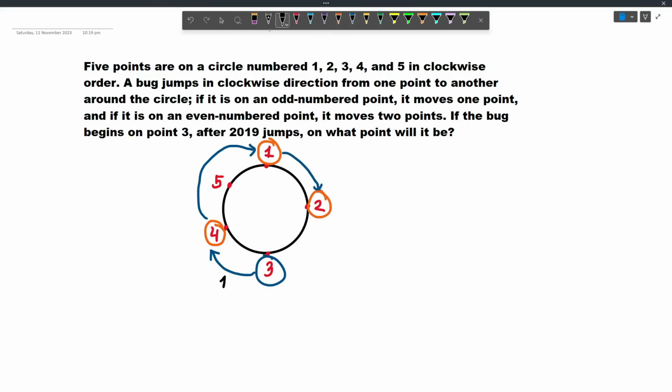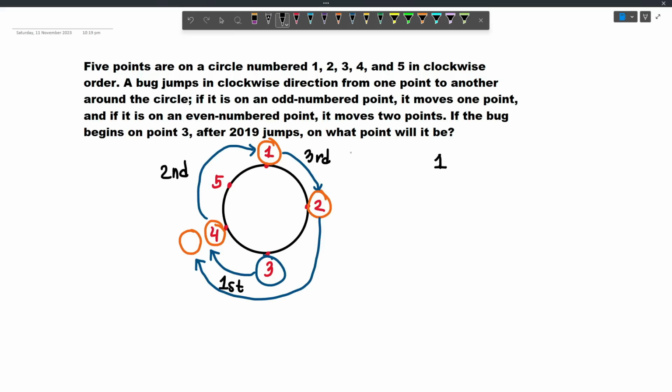Again, this is the first jump, and this is the second jump, and this is the third jump. Now, 2 is an even number, and so on its fourth jump, it will move 2 points. And so it will go back to 4. And so now, I believe you have already seen the pattern. And so let's describe that movement.